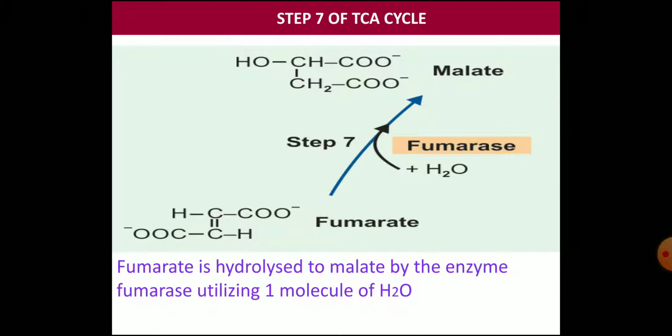Now the seventh step, where the fumarate is converted to malate by the hydration of fumarate, that is by the fumarase enzyme, and water is added and the malate is produced.